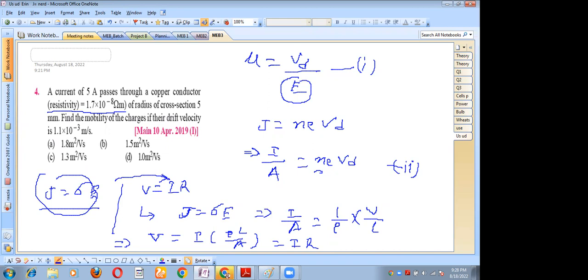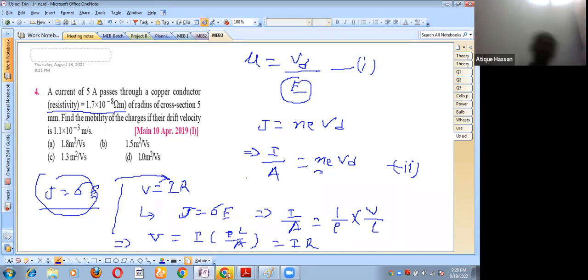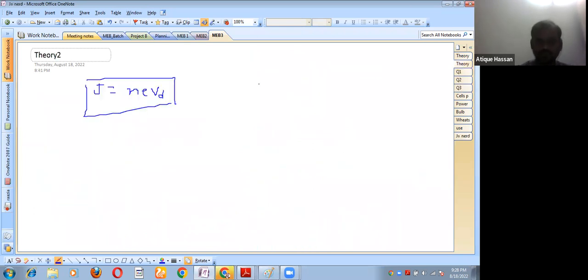So better, we will do this question a little bit later. Let us first explain Ohm's law, which you already know, but I will give you some more idea about it. So we all know, what is Ohm's law?